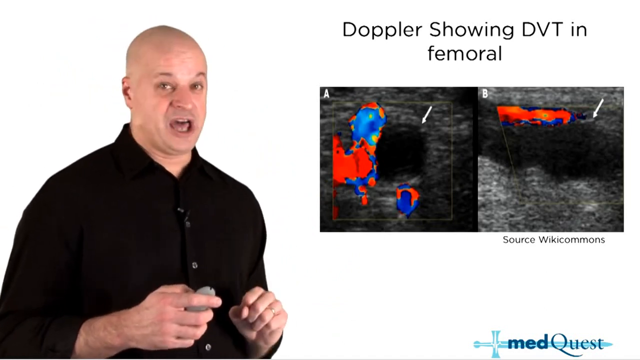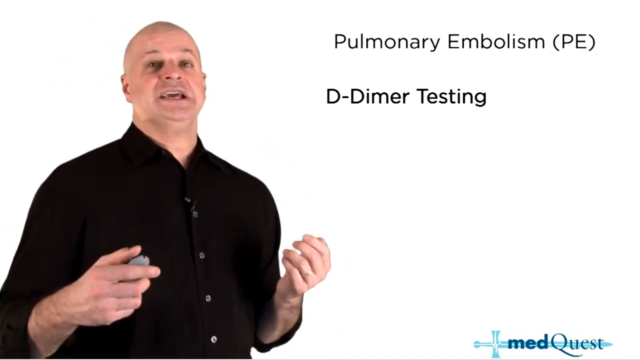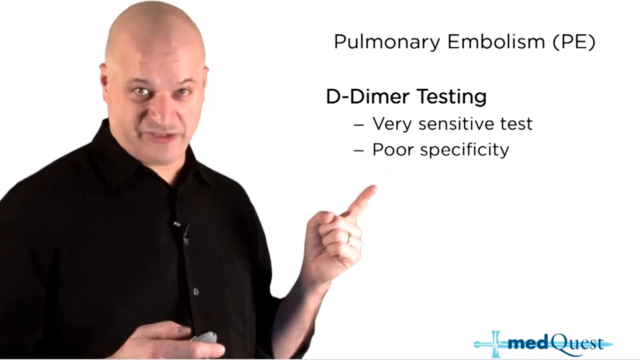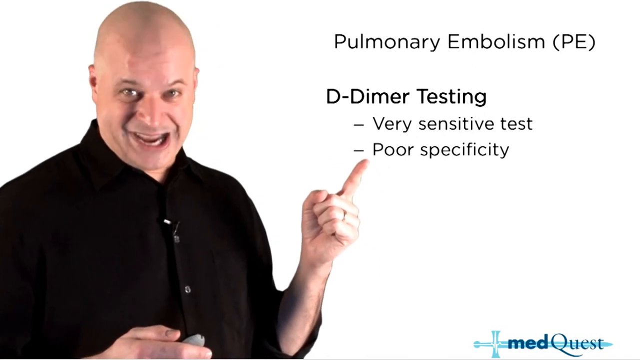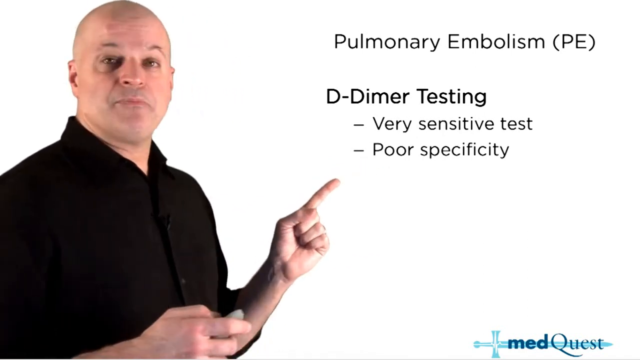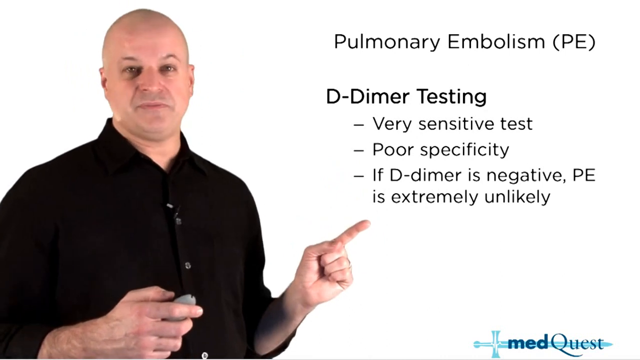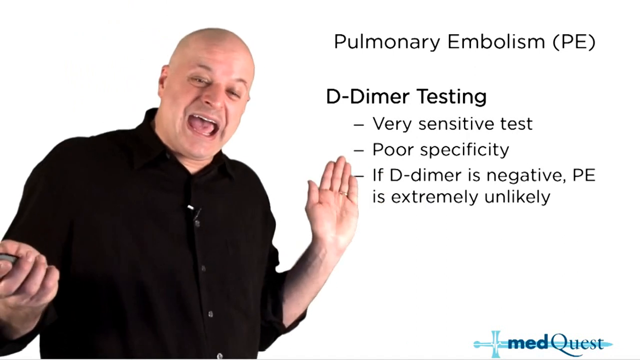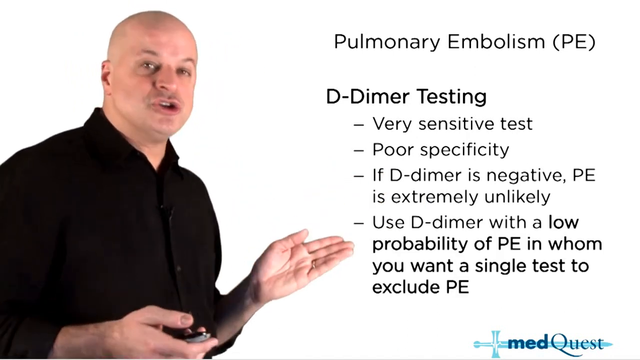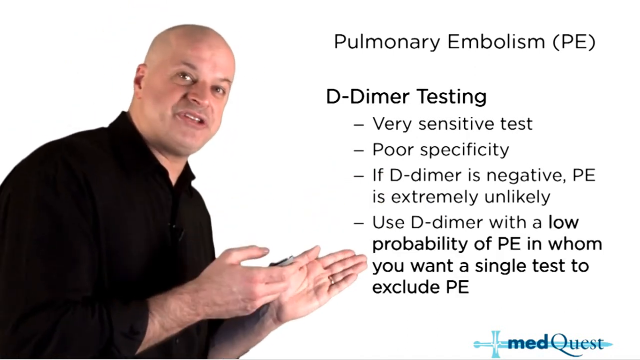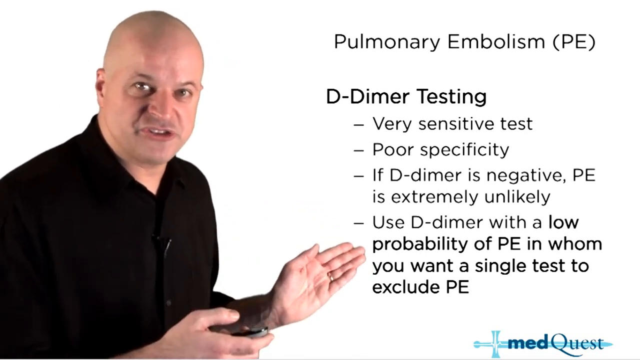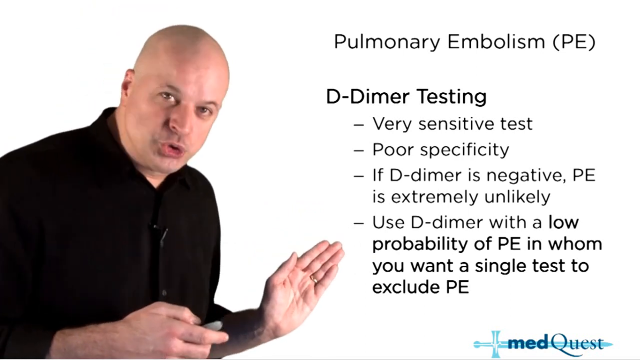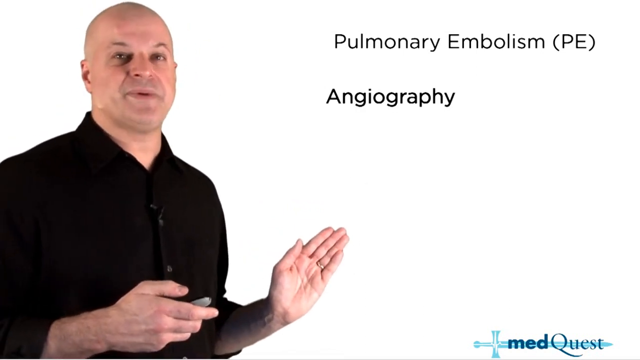Problem is, not all the clots originate in the legs. D-dimer testing is very sensitive. A negative D-dimer means you don't have clot. A negative D-dimer has over 95% negative predictive value, but an elevated D-dimer doesn't mean much. A negative test, no clot. A positive test, nonspecific. You use D-dimer if you want a single test to exclude a pulmonary embolus in a low probability patient.